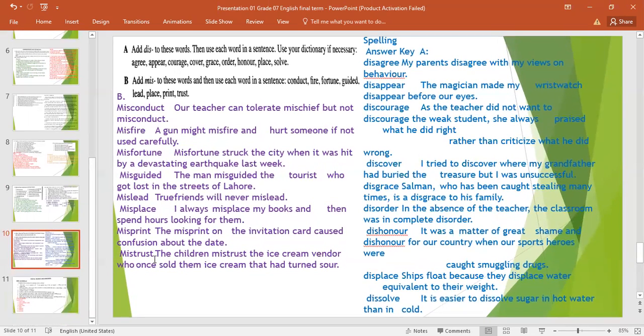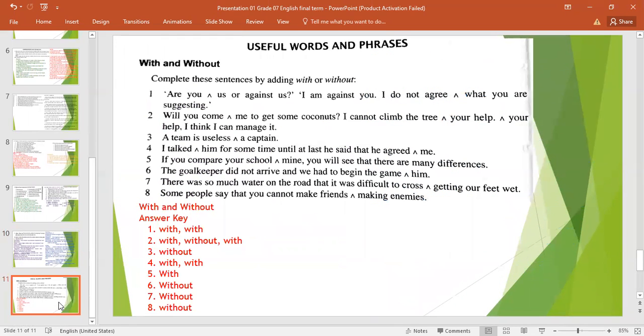Dear students, here we used mis and dis before the words. This is the last screen. You can see this is the last lesson. This is the last exercise. You can see on the screen useful words and phrases with and without. Complete these sentences by adding with or without.